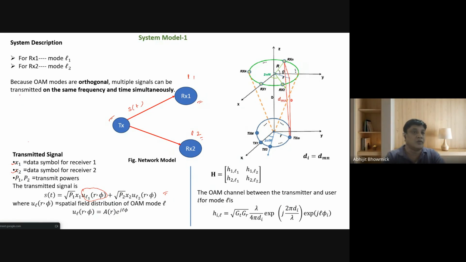Normally, in a conventional communication system, for the same case, we used to write ST equal to root P1 X1, which is transmitted, plus root P2 X2 information. This information is transmitted over the channel H. So the received signal YRX1, for a conventional channel, we used to write as H1 into ST plus N.